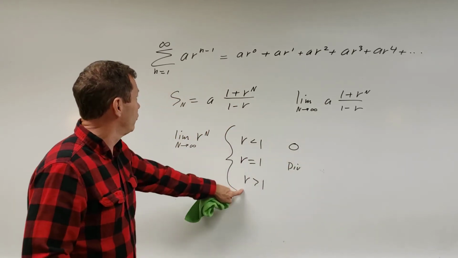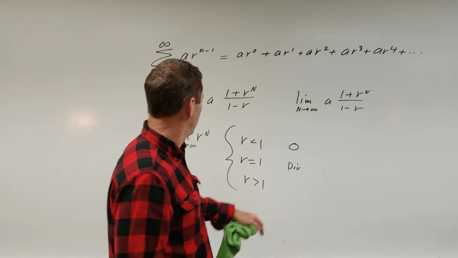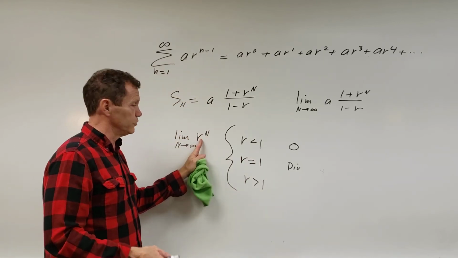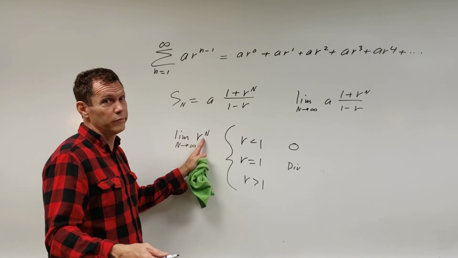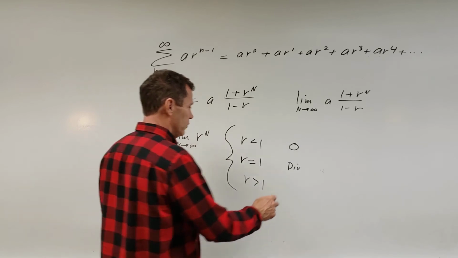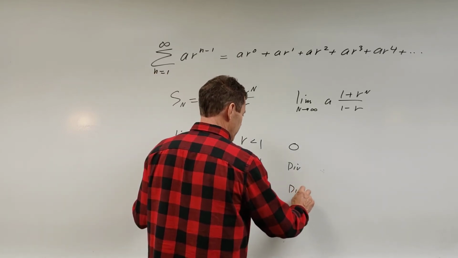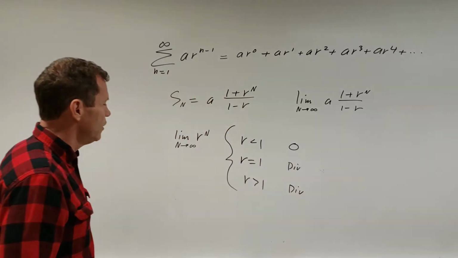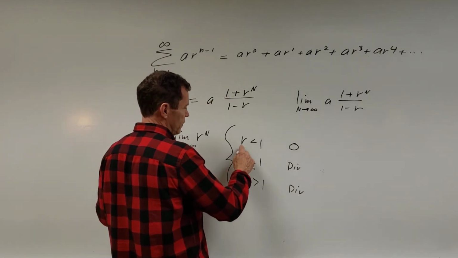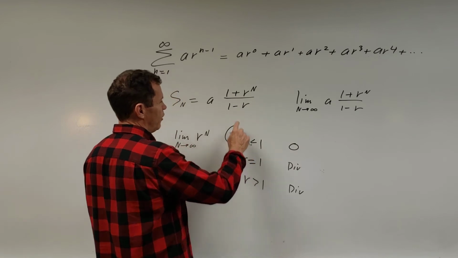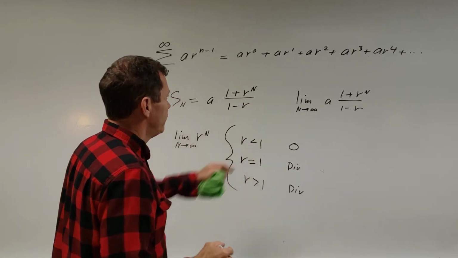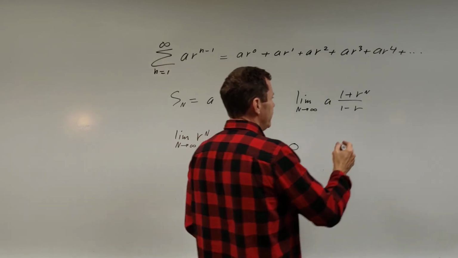Now what happens if r is bigger than 1? If r is bigger than 1, what happens to r to the n? Say you got 2. So 2 to the first power is 2, 2 to the second power is 4, and 8, and 16, what we did before. This guy's going to blow up, so this guy's going to diverge. Okay? Now, this actually works in absolute values. If r is a negative number, the same thing happens.